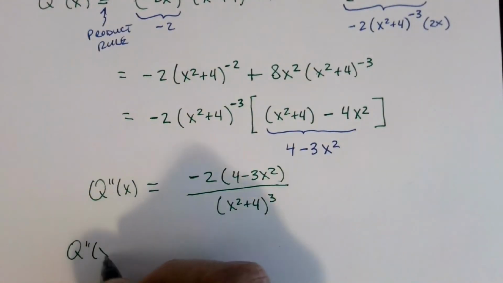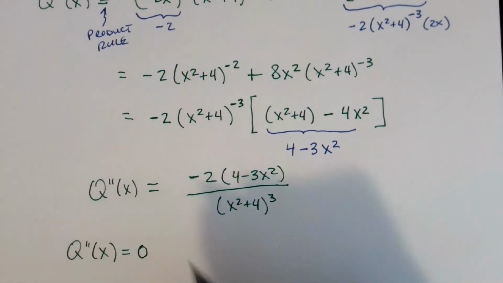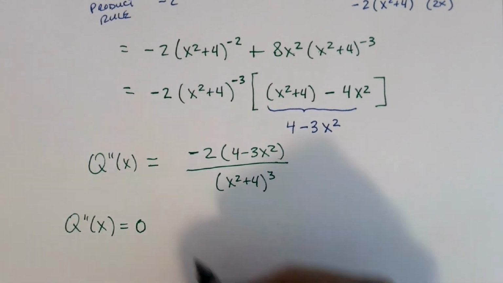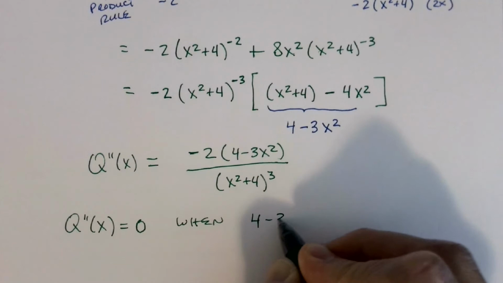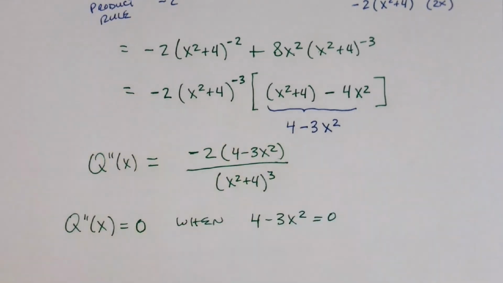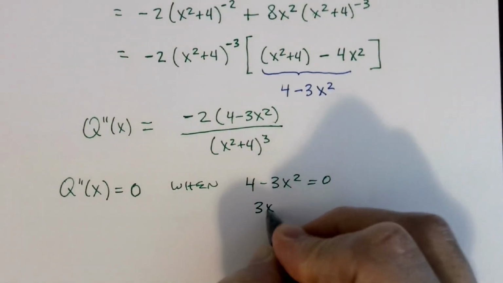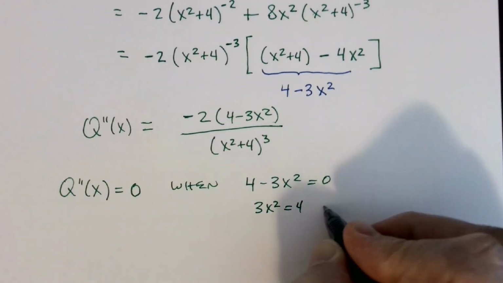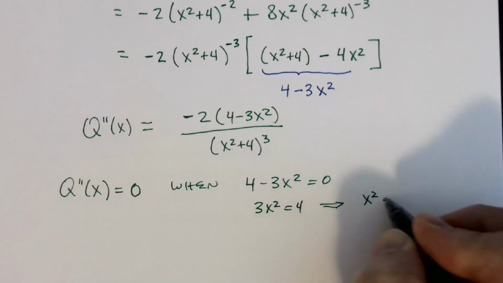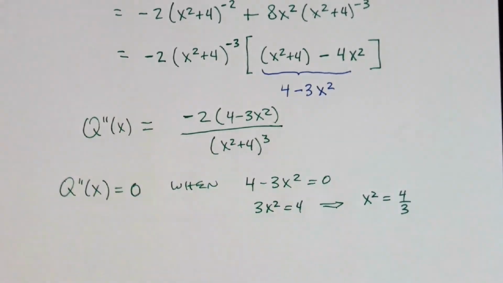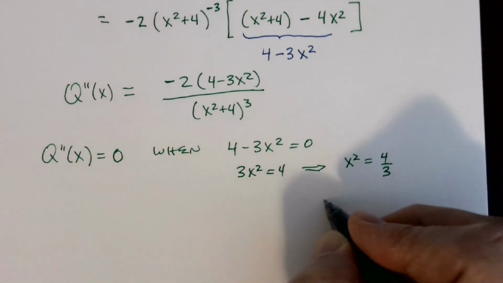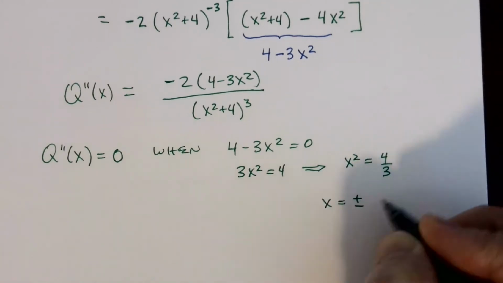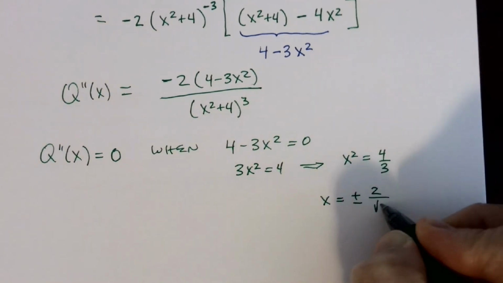What is the value of x that makes this second derivative 0? Well, that'll be when what? 4 minus 3x squared is 0. Or when 3x squared is 4. Or when x squared is 4/3. Or when x is what? Plus or minus square root of 4 is 2 over the square root of 3.